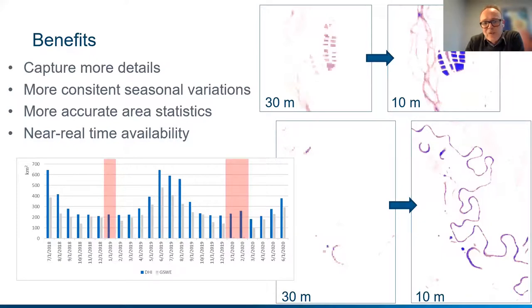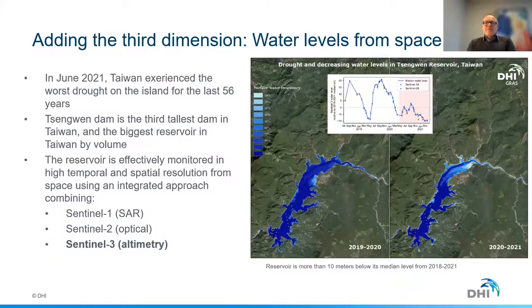And then we are also able to produce this in near real time. In the end, it gives you more timely and more accurate area statistics on surface water dynamics. But it's not only about water extent. We can also look at water levels from space using a technology known as radar altimetry. Again, this is not a new technology. It goes back to, I think, the first altimetry missions in the 1970s. But again, there have been some significant developments, which means we can do much more today than we could just a few years back.